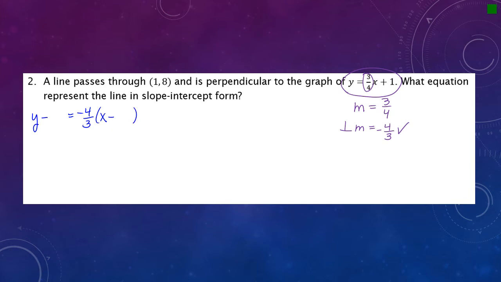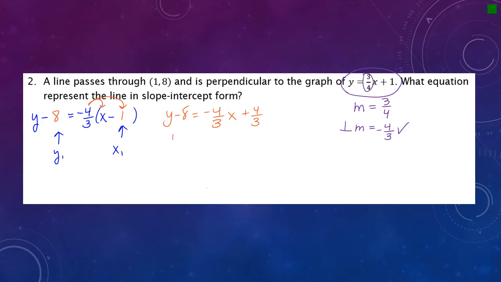And now we're going to plug in x1 and y1. So x1, or sorry, let's do y1 first because it comes first. So 8, and then x1 is 1. And now we have to simplify. So again, I'm going to distribute the negative 4/3. So let's see, I would have y minus 8 equals negative 4/3 x. And then if I multiply negative 4/3 times negative 1, it's going to give me positive 4/3.